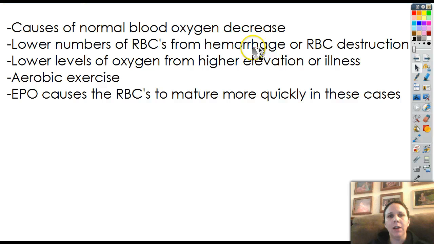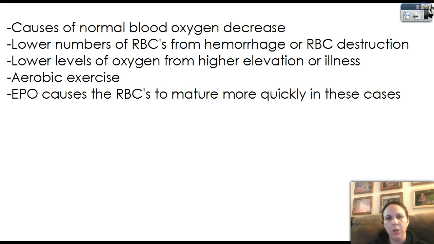If you have lost some blood due to hemorrhage, which is mass bleeding, or destruction of your red blood cells, that'll cause more EPO to tell you to make more blood cells. If you live in higher elevations, that'll cause you to make more. Or if you have an illness, it can cause you to make more. Aerobic exercise will cause you to make more red blood cells.